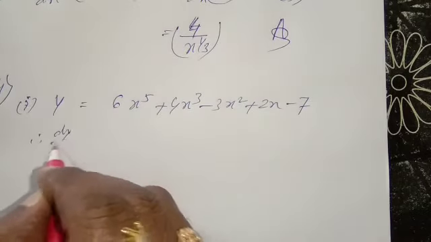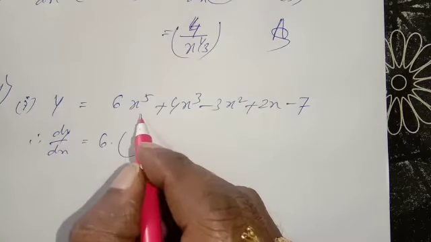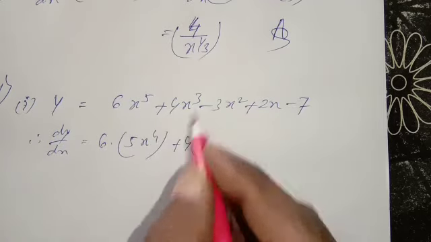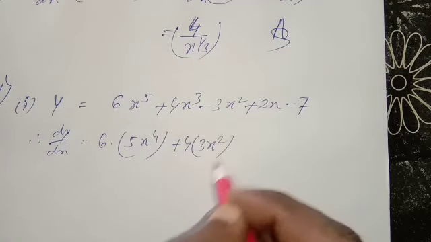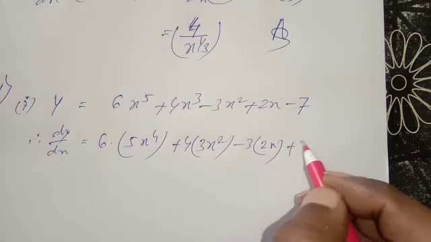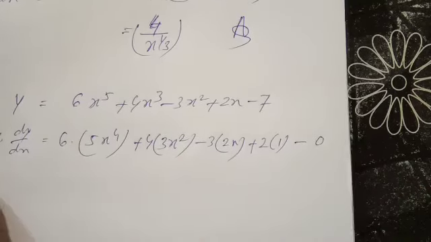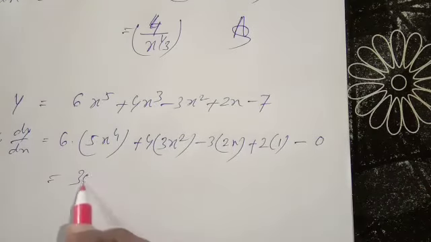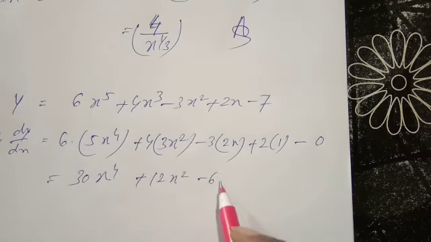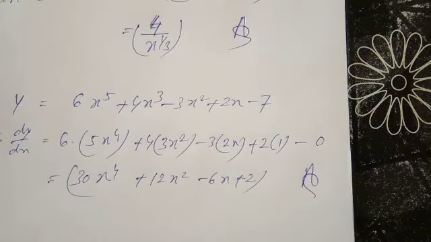Therefore dy by dx will be how much? 6 will come outside, derivative of x to the 5 will be 5x to the power 4, plus 4 into x cube, derivative will be 3x square, minus 3x square, derivative will be 2x, and plus 2x derivative 1, 7 derivative 0. This is nothing but 30x to the power 4 plus 12x square minus 6x plus 2. And this is the answer of number 4 first part.